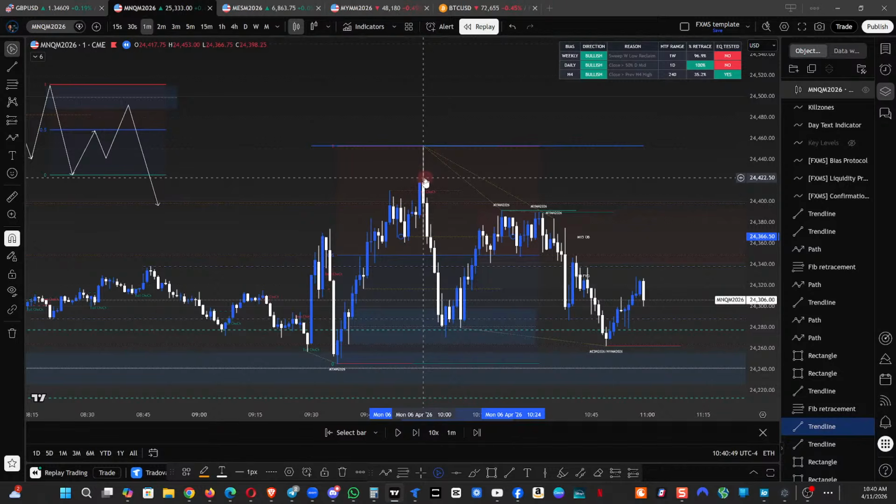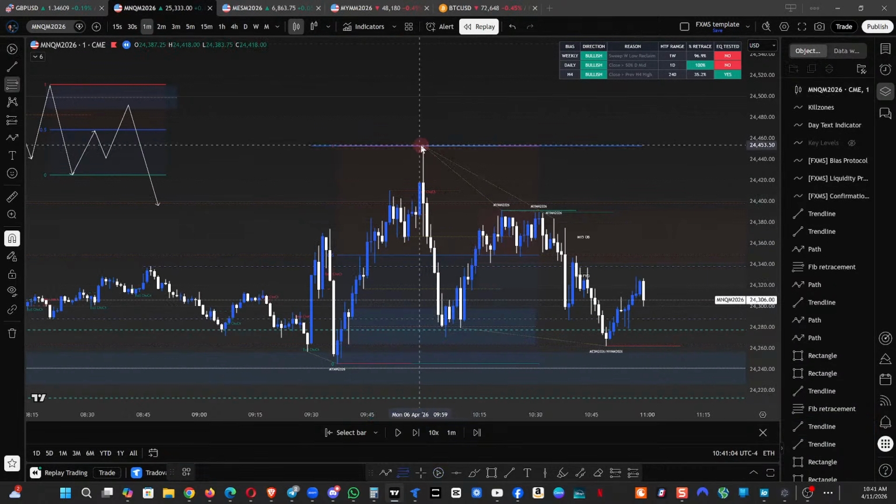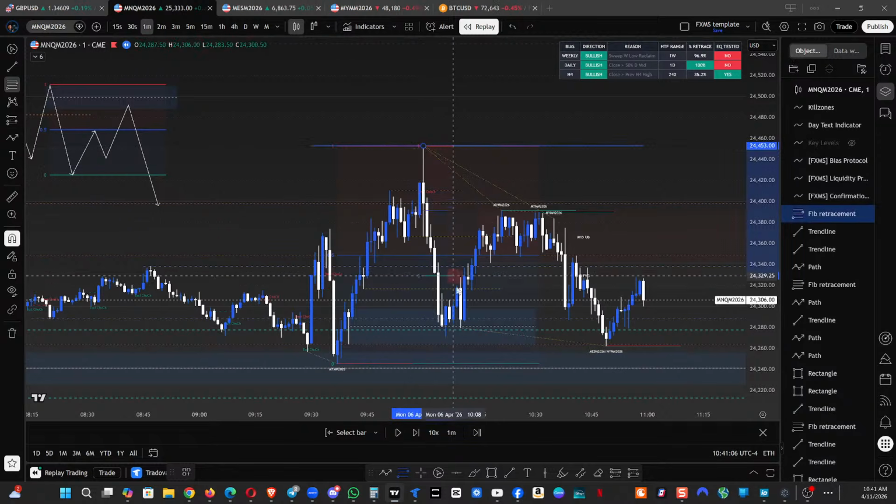Okay, but when it does that, then obviously you're not taking it right there. Okay, that's not the actual entry because you got to confirm this, right? So price is going to come back. After it makes a low, it's going to start to retrace, okay? That's when you can start to draw your range. So you take that high, you take that low, okay?